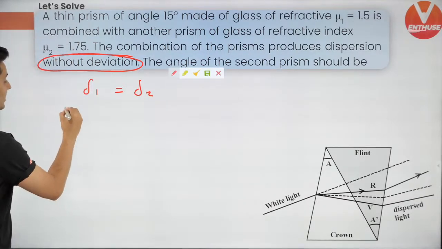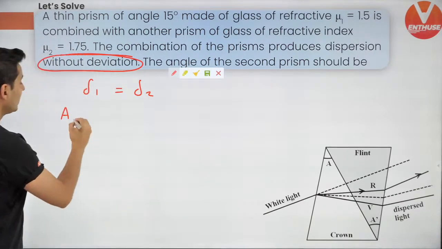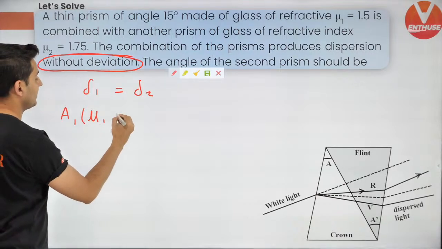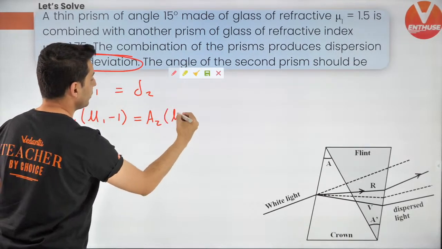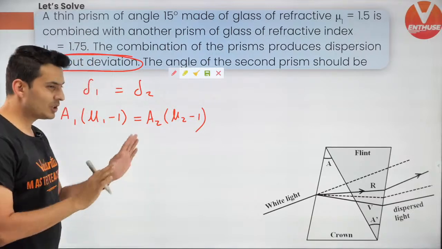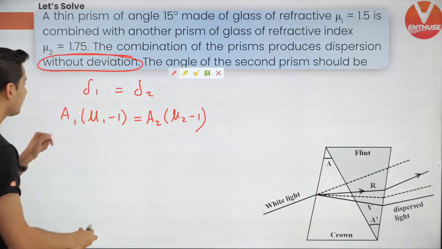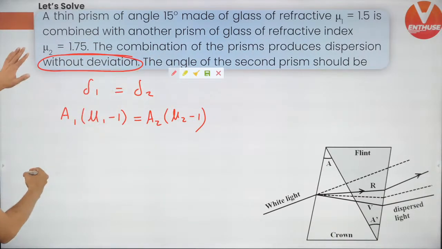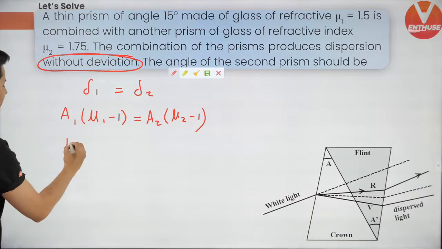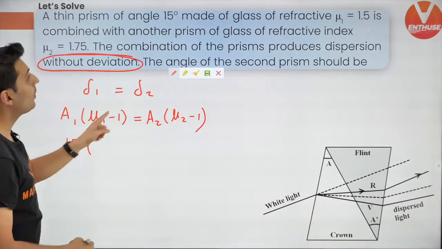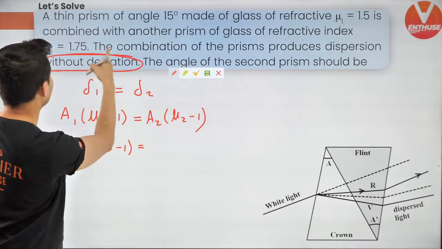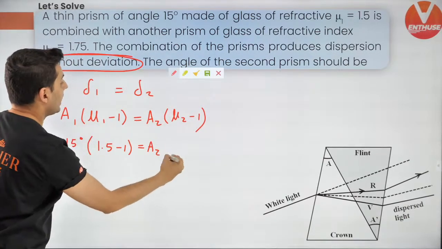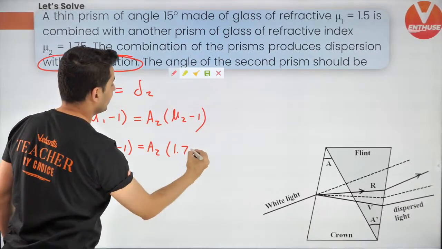If the deviation is the same, what is the formula for deviation? It is the angle of the prism into refractive index minus 1. The same thing is applicable for the next prism, mu2 minus 1. So it's not really difficult now. Think about it. A1, what is A1? The angle of the prism is 15 degrees. And mu1 minus 1, which is 1.5 minus 1, is equal to the second angle, which I do not know, times the second refractive index minus 1.